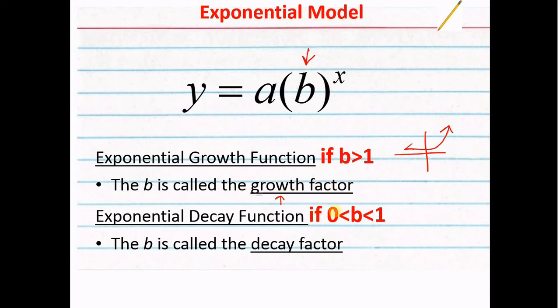Exponential decay is when you have a fraction or a decimal between 0 and 1. So b has to be less than 1 but greater than 0. No negatives here. So this is going to be a graph that looks something like that. It goes down. If you have a decay function, then your b is your decay factor.